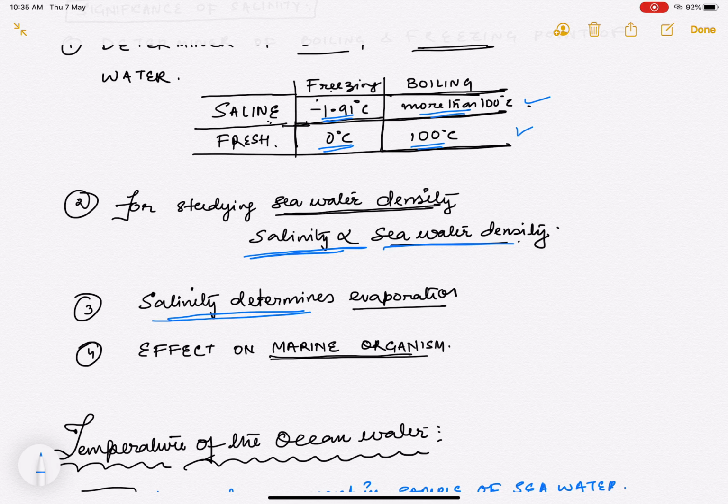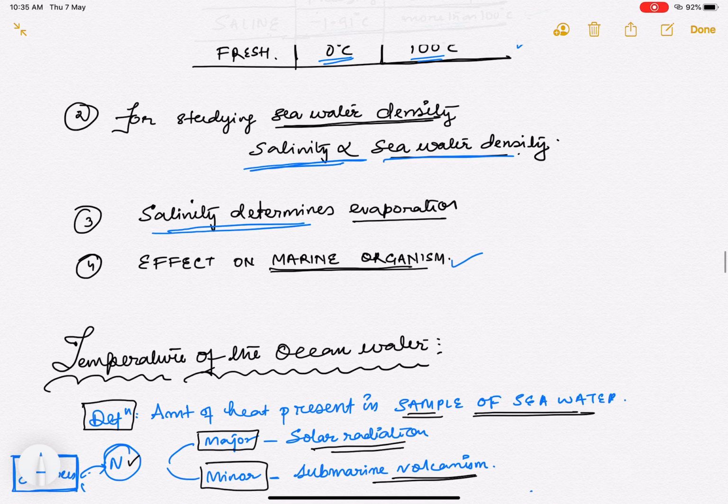All these are interlinked. A rise in temperature will lead to a rise in the temperature of the water, hence a fall in salinity. Again, salinity will determine at what temperature the water will start evaporating. Next is the effect on marine organisms.